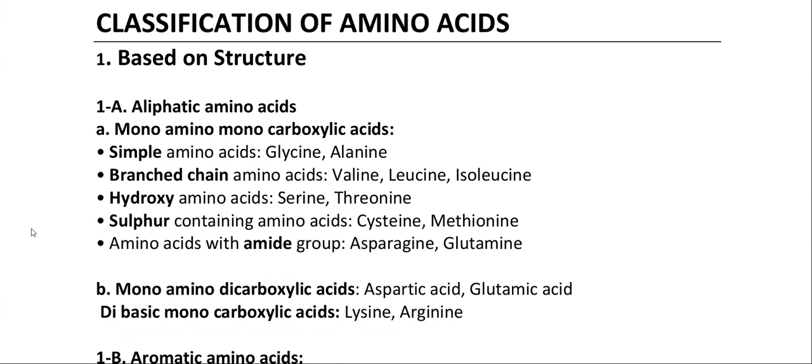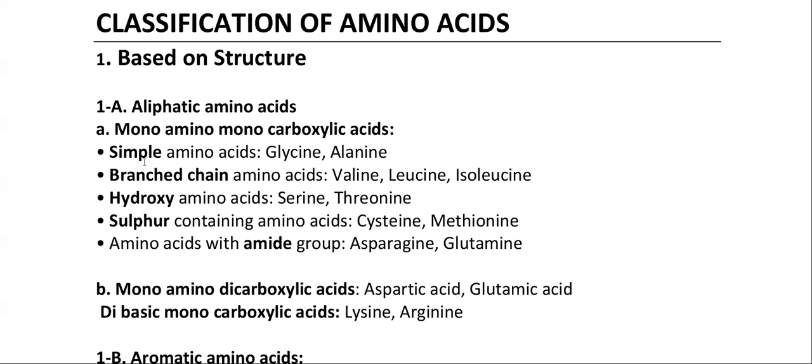Classification of amino acids. Classification of amino acids based on structure. Number 1, A. Aliphatic amino acids. Monoamino monocarboxylic acids.